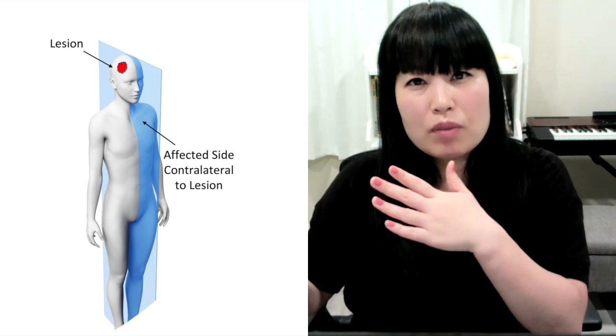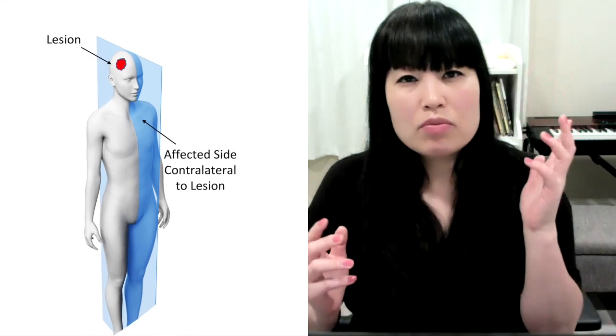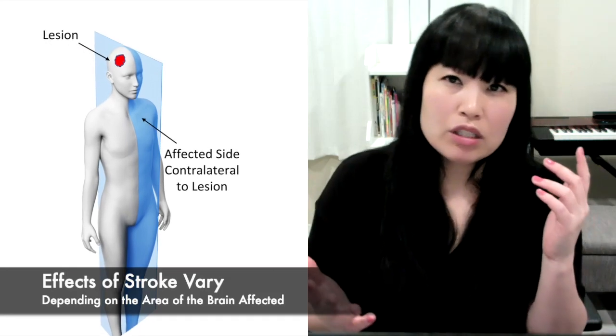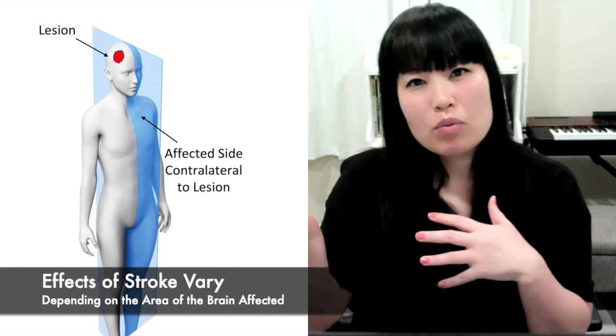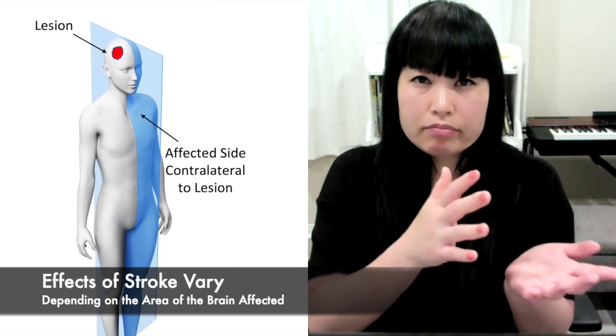So that's the side of the body opposite from where there was a lesion, which means if you have a lesion in the left hemisphere, you'll have right hemiplegia, and a lesion in the right hemisphere will produce left hemiplegia. Okay, so given this weakness, what do you think might be some functional limitations?